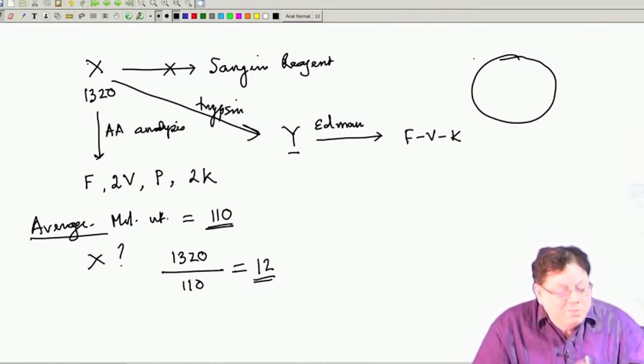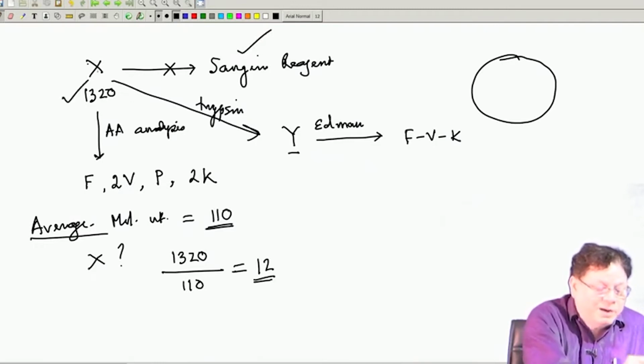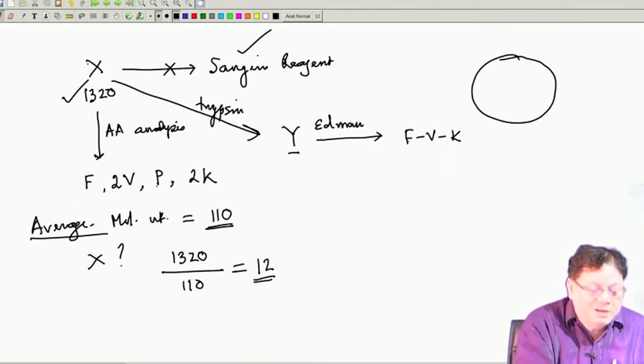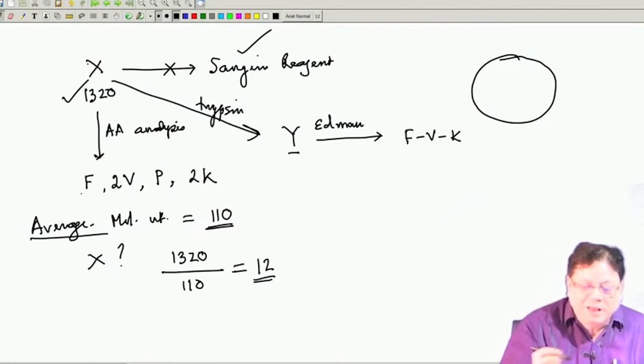The next point: we have now taken care of this point, and this point. We have also taken care of, we have not written any sequence here, but we have noted that this is basically just the ratio of amino acids. The absolute values of X will be 4 Ks, 2 Ps, 4 valines and 2 phenylalanines. That will make 12 amino acids. So, this will be the schematic structure of X.